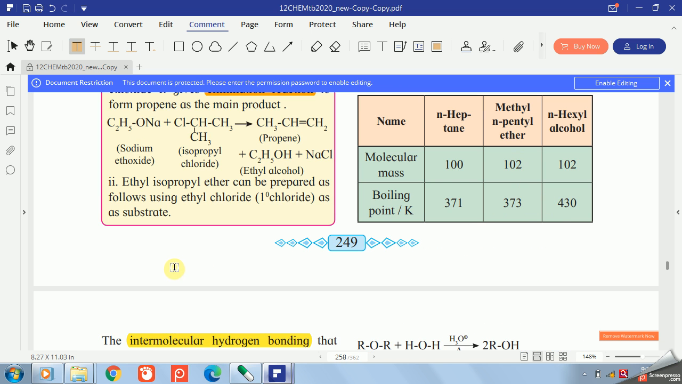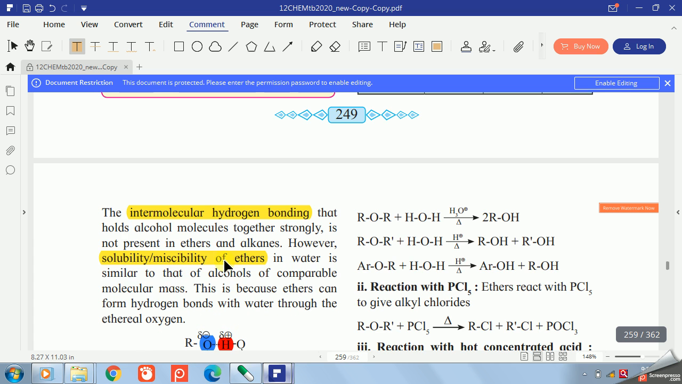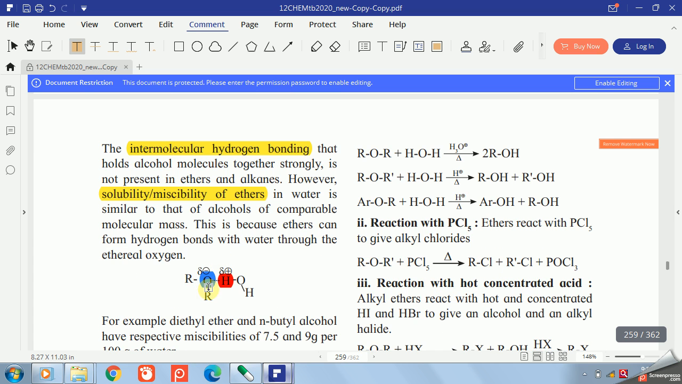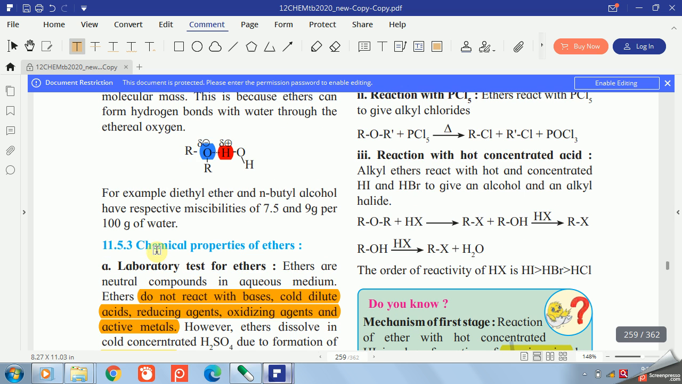You can check, there is intermolecular hydrogen bonding in the case of alcohol. But these molecules of ethers can form hydrogen bonding with water, so they are soluble or miscible in water at lower molecular mass or comparable molecular mass. For example, diethyl ether and n-butyl alcohol have respective miscibility of 7.5 and 9 gram per 100 gram of water. So this is about the physical property.